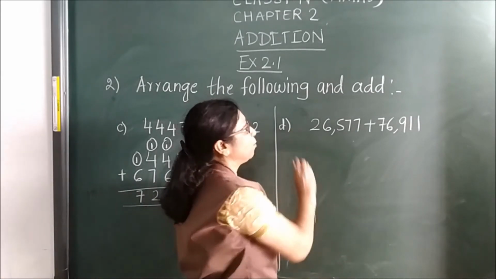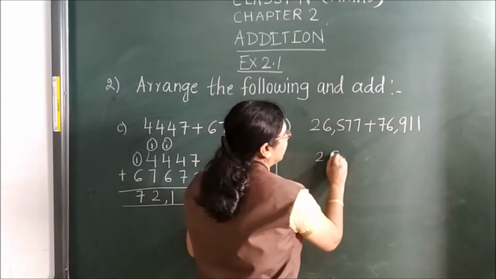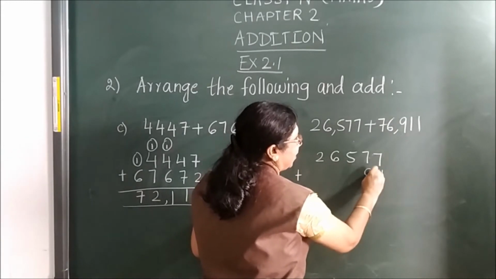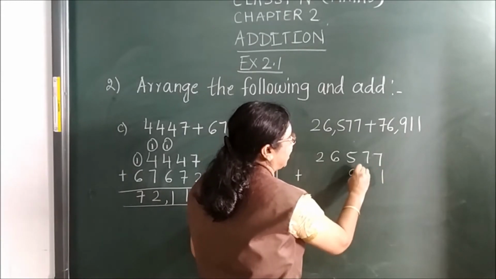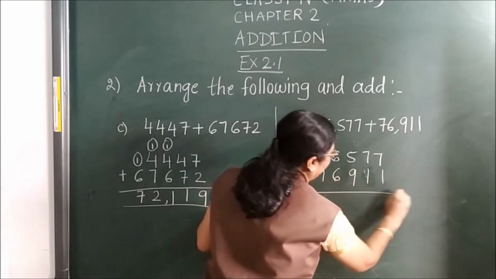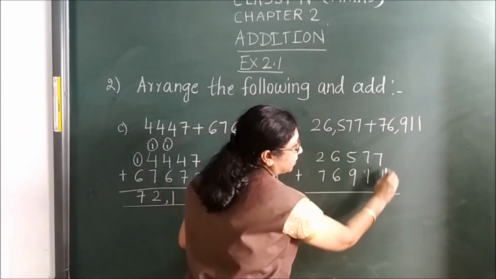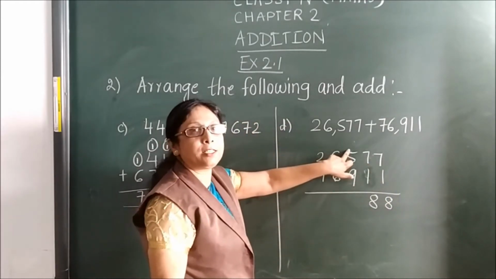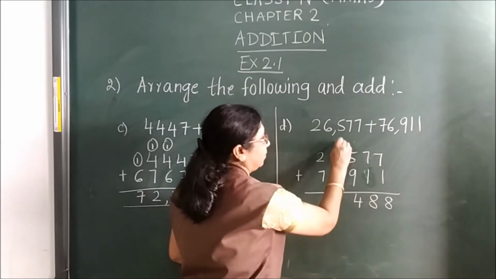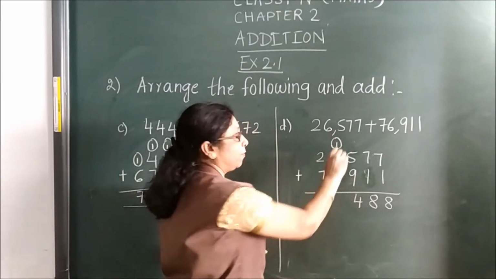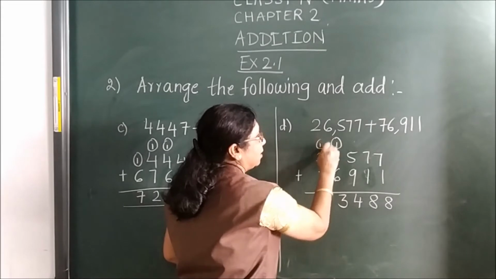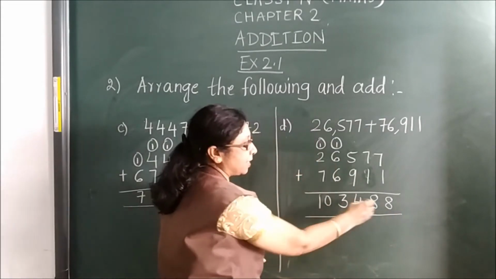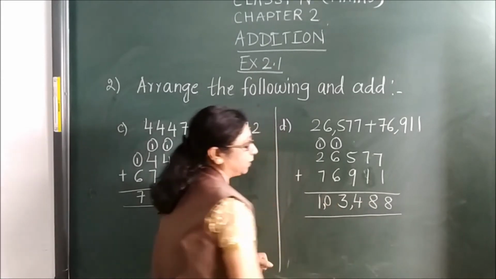Here also we'll see one more sum. 2, 6, 5, 7, 7. Add. Start writing from the right and move to the left. Okay. Then add. 7 plus 1, 8. 7 plus 1, 8. 9 plus 5, 14. 6 plus 6, 12. Plus 1, 13. 7 plus 2, 9 and plus 1, 10. So you got this answer and put the comma as per the Indian system.